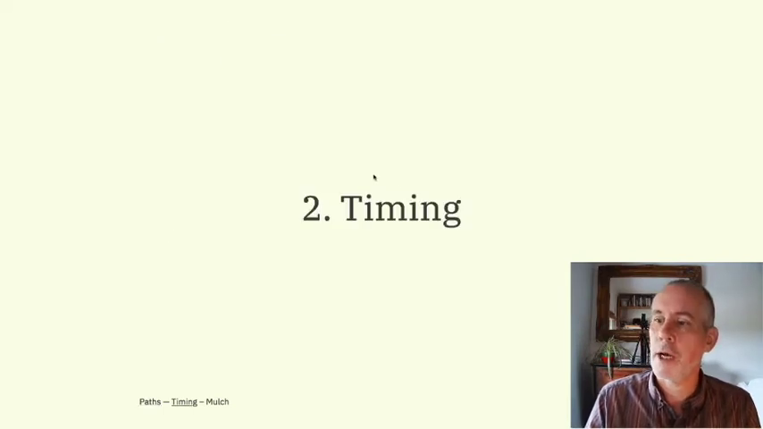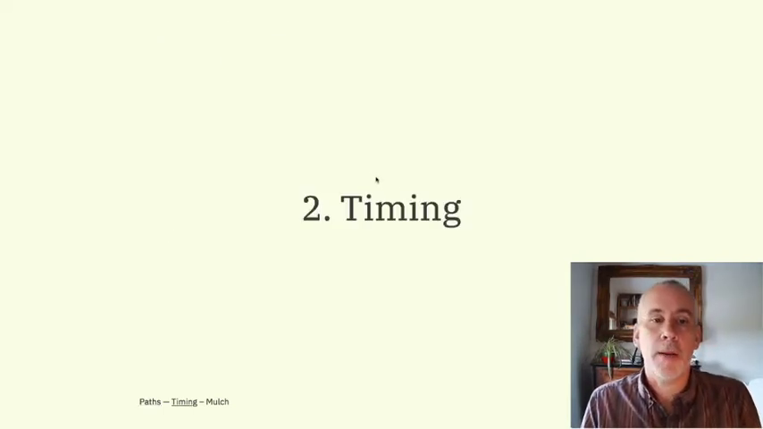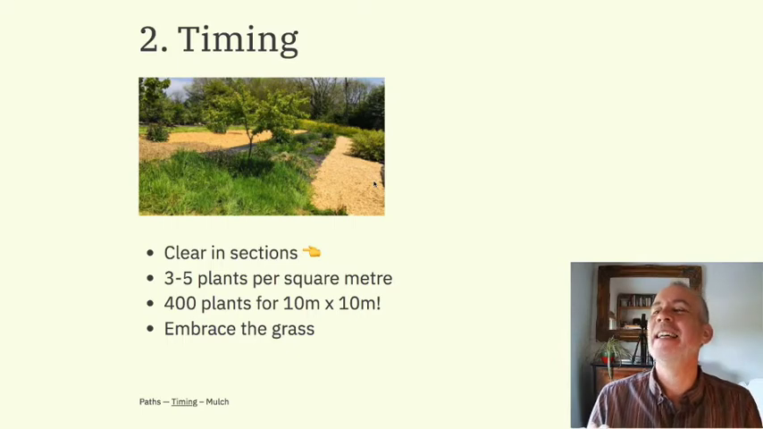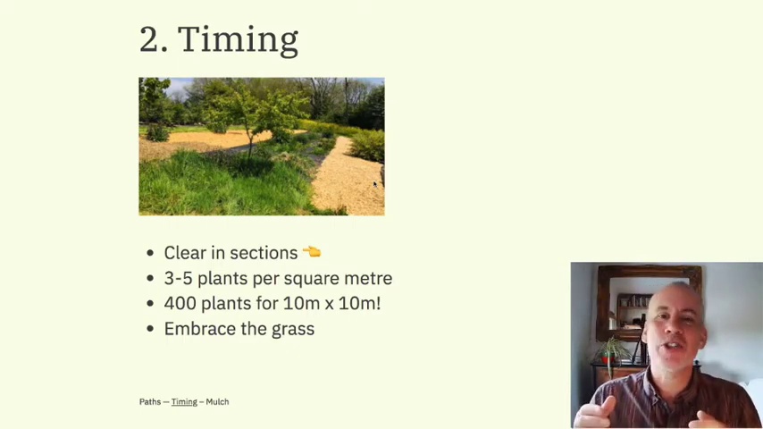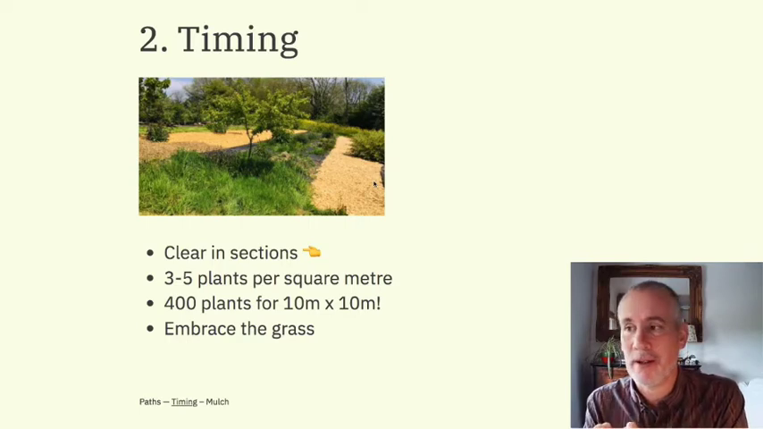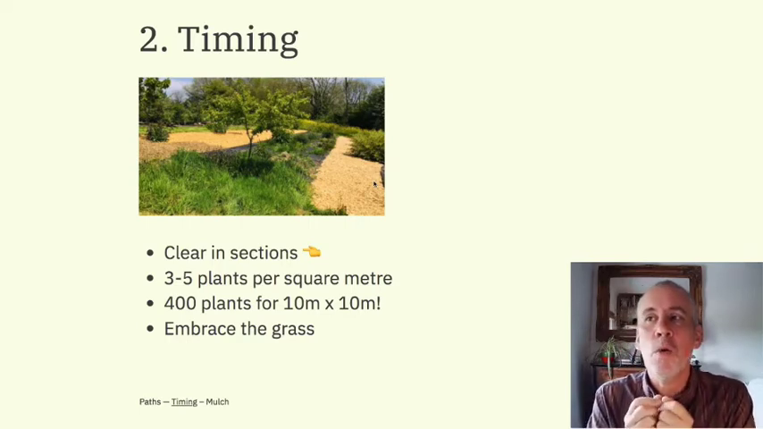Okay, so timing. On to timing. What I would say is clearing sections. As I mentioned earlier on, get the structural planting in. Get your windbreaks in and your canopy layer, and only then, section by section, clear each section in preparation for the shrubs and the ground cover, because you need an awful lot of plants.